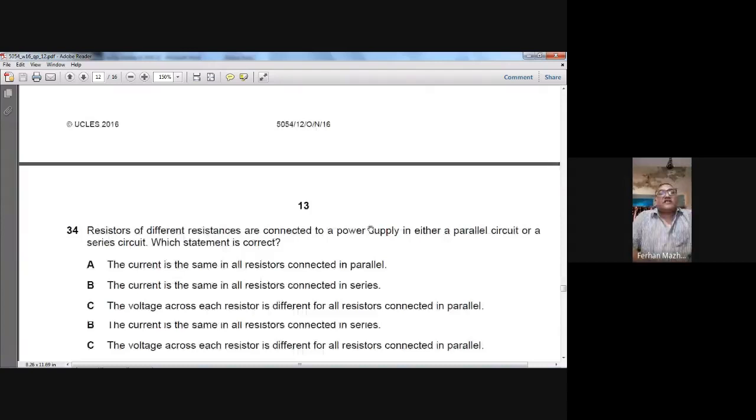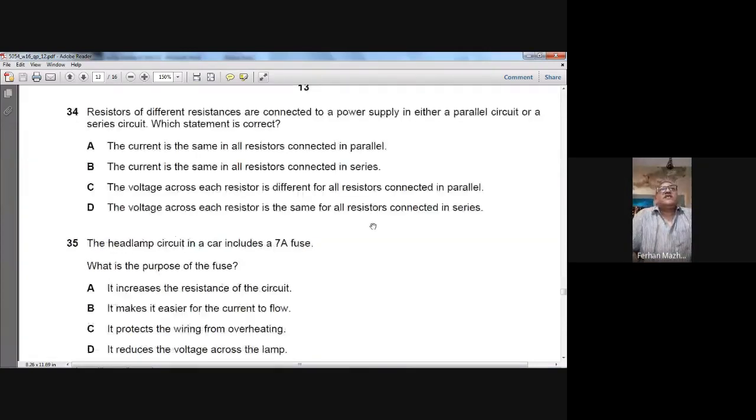Okay, question number 34. It says resistors of different resistances are connected to a power supply in either a parallel circuit or a series circuit. Which statement is correct? Whenever you connect resistors in parallel to an EMF source or power supply, the current might be different in the different resistors. But when you connect the resistors in series with each other, there is a single loop. There is no other path for the current, so the current flowing through all of them is the same.